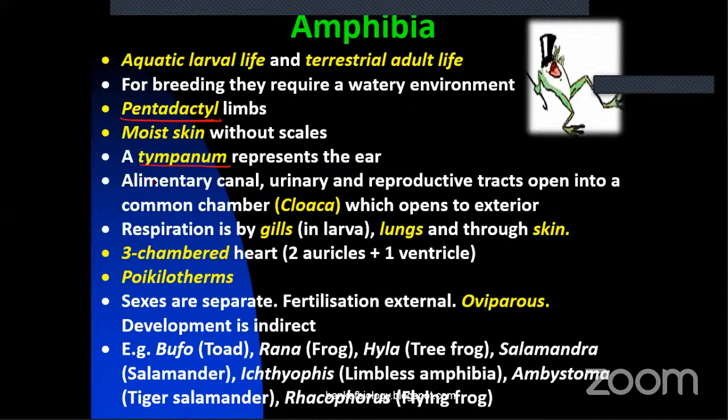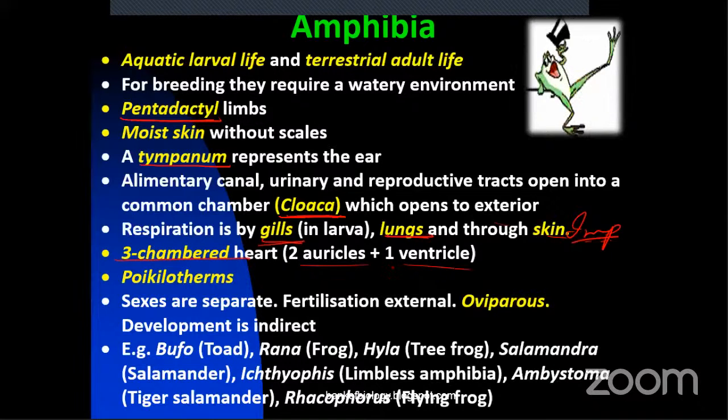Then alimentary canal, urinary and reproductive tracts open into a common chamber called cloaca, which opens to the exterior. Respiration by lungs if it is a terrestrial form, gills in larva if it is an aquatic form, and through skin. This is very important. Okay, so remember this. Three chambered heart. So two auricles and one ventricle. In the ventricle, what is happening? Both oxygenated and deoxygenated blood are getting mixed up.